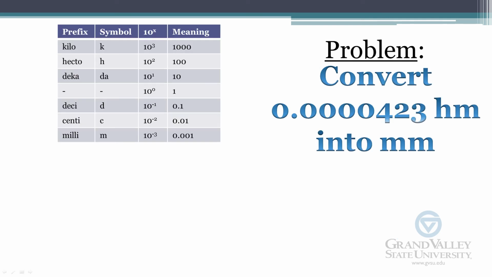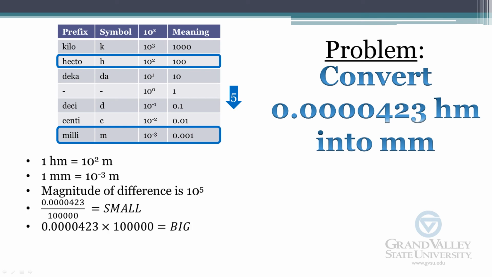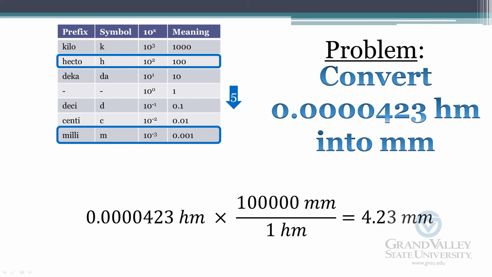There are other situations that ask you to convert a measurement without starting from base units. Let's say we were converting 0.0000423 hectometers into millimeters. Hectometers are 10 to the 2 times the number of base units, and millimeters are 10 to the negative 3 times the number of base units. We see that these two units are 10 to the 5 magnitude apart. Since millimeters are smaller than hectometers, we must have more millimeters than hectometers. In this case, we would multiply by 10 to the 5, or move the decimal place over to the right 5 times, giving us an answer of 4.23 millimeters.